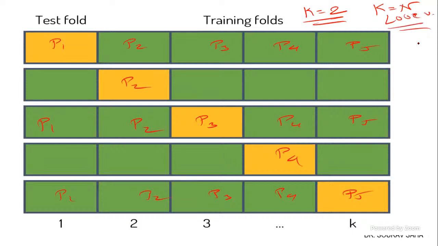N is the number of data points. So if you're having 100 data points, I'm saying K equal to 100, which means that at any point in time, 99 data points will be used for training, while only one data point will be used for testing. Understood?